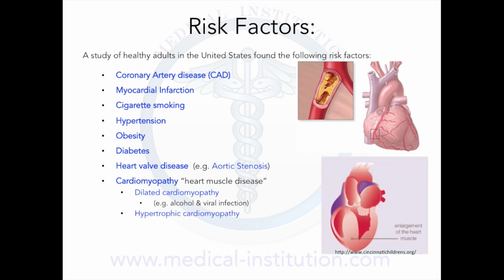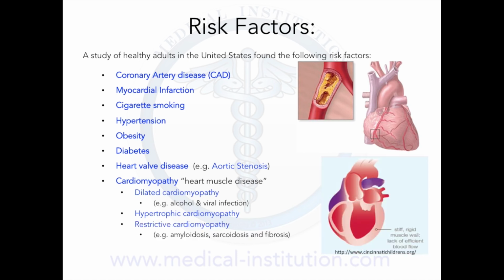Hypertrophic cardiomyopathy, which is associated with thickening of the heart muscle, most commonly at the septum between the right and the left ventricle. Restrictive cardiomyopathy, which is a condition in which the walls of the heart are abnormally rigid and lack flexibility to expand as the ventricle fills with blood, and it's associated with amyloidosis, sarcoidosis, and fibrosis.